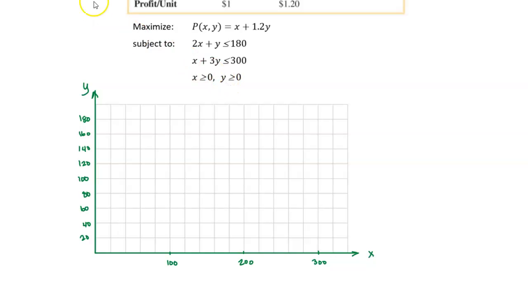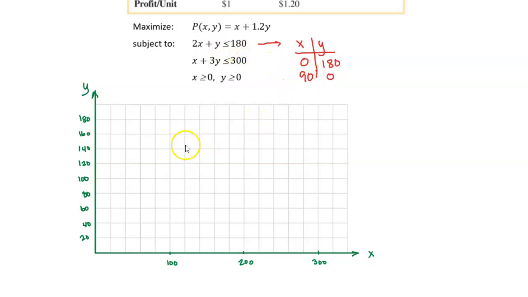So let me see here. I'm going to pick up the red pen. Let's graph the first equation in red. I'm just going to pick a couple of points and draw a line because I know this is a linear constraint. Let's find the y-intercept first. When x is 0, I get the y-intercept, so that's 180, right? When x is 0, the 2x term goes away, and I just get y equals 180. And when y is 0, that will give me the x-intercept. So when y is 0, I get 2x equals 180, so x is 90.